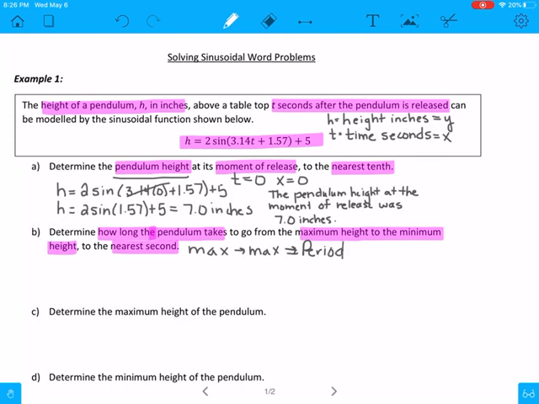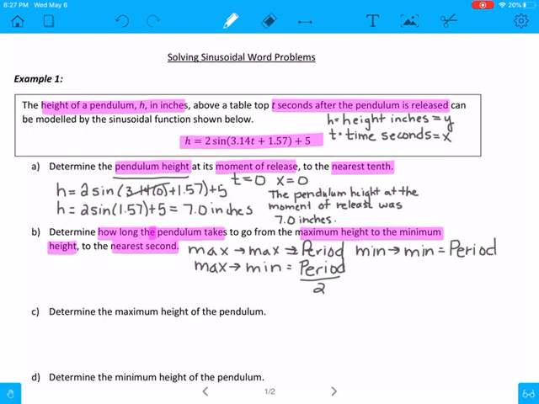If it goes from min to min, that equals the period. If it goes from max to min, we need to take the period. And what do you think we should do with it? Divide it by 2, because it's half of a period. So we need to find the period.